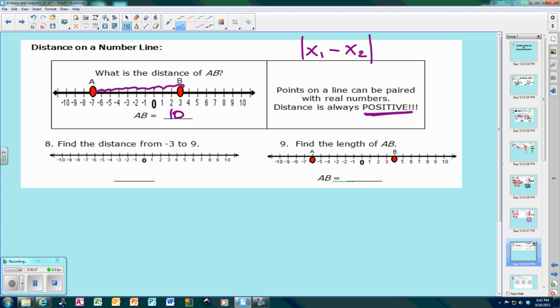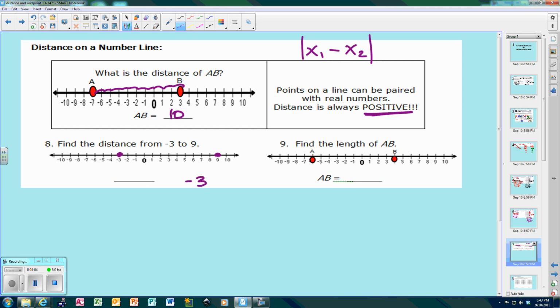So for example, the distance from -3, so if I'm standing here at -3 and I want to walk to 9, how many steps would I take? Well, you could count them again, because that's real easy to do when you're vertical or horizontal. But it's faster if you just subtract the numbers.